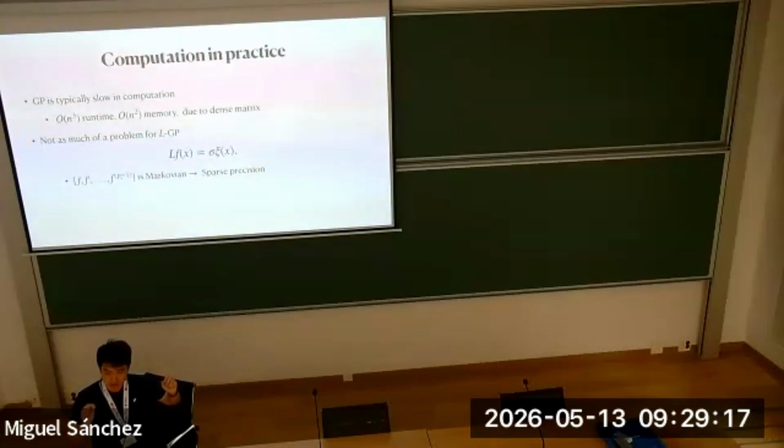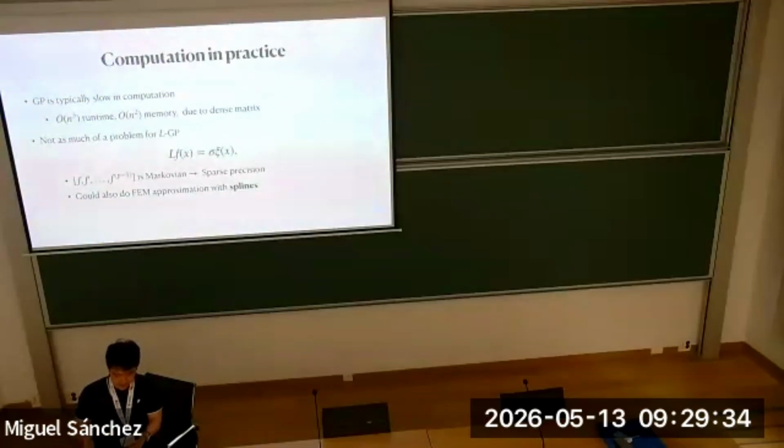So here P, I'm assuming that's the order of your differential operator. Then this thing is Markovian, meaning the precision matrix of this vector is going to have a sparse structure even without approximation. But if you are interested in evaluating on a very dense grid, maybe you are not 100% satisfied even with this sparse precision structure.